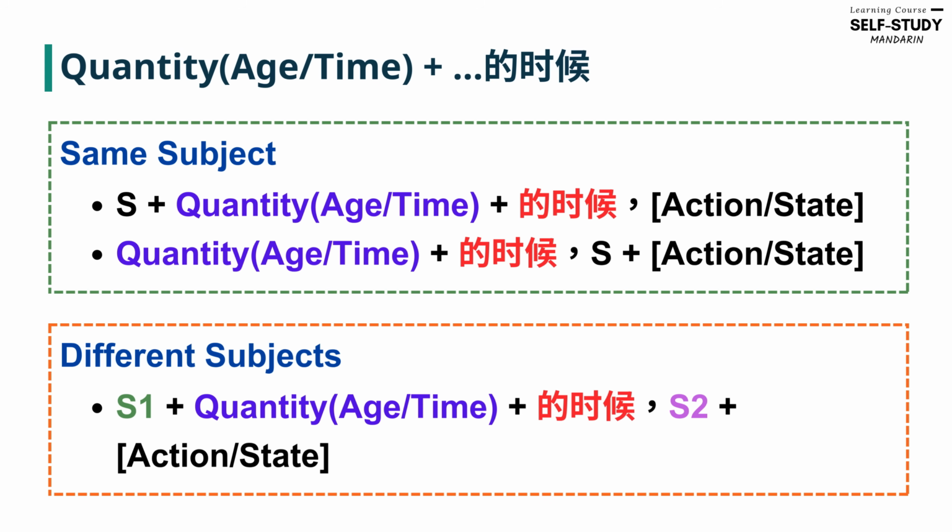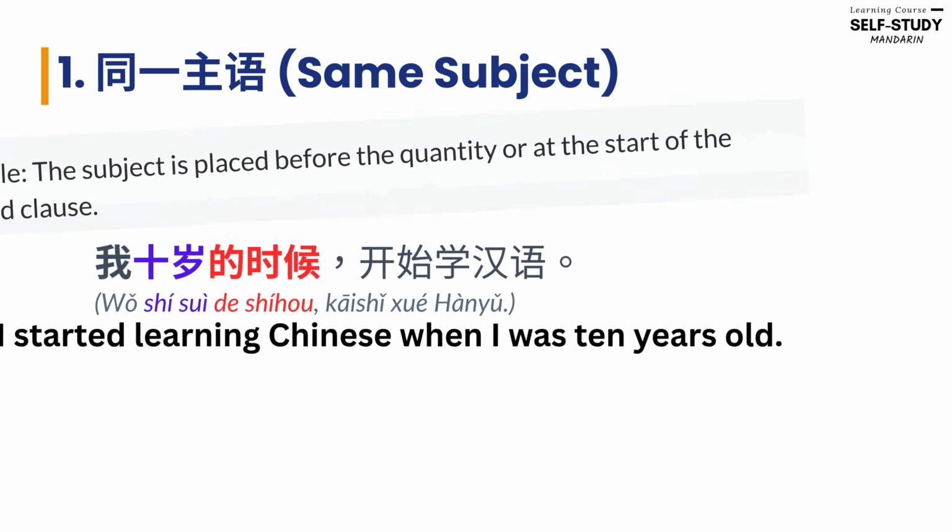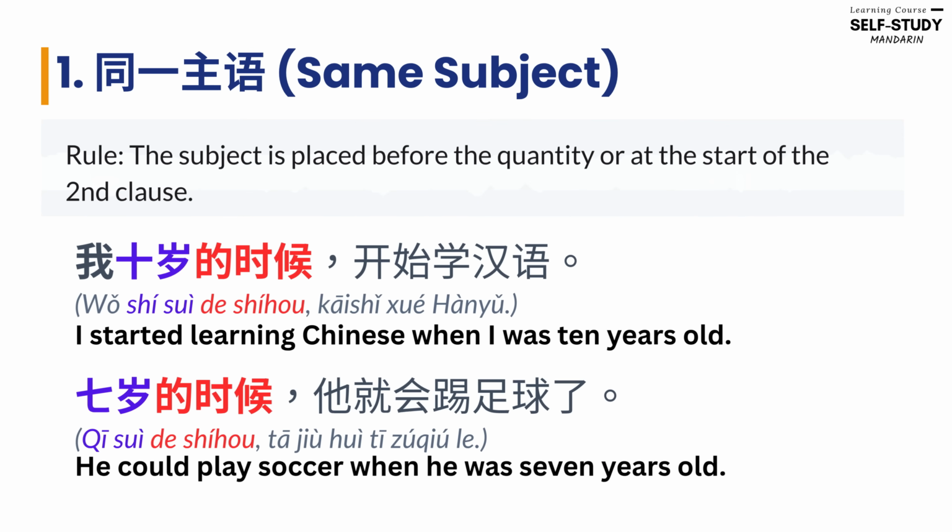When using this structure, we need to look at two different scenarios based on the subjects in our sentence. Scenario 1 is when we have the same subject for both parts of the sentence. Scenario 2 is when we have different subjects. Let's break them down. Scenario 1, same subject. The rule here is simple. The subject can be placed right before the quantity or at the start of the second clause.